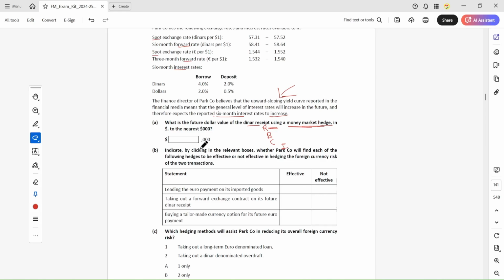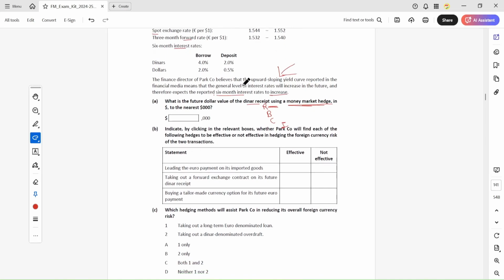Moving on to the next. Indicate by clicking in the relevant boxes whether the Park company will find each of the following to be effective in hedging the foreign currency risk of the two transactions. Leading the euro payment on its imported goods: yes, because this means paying early for the import.